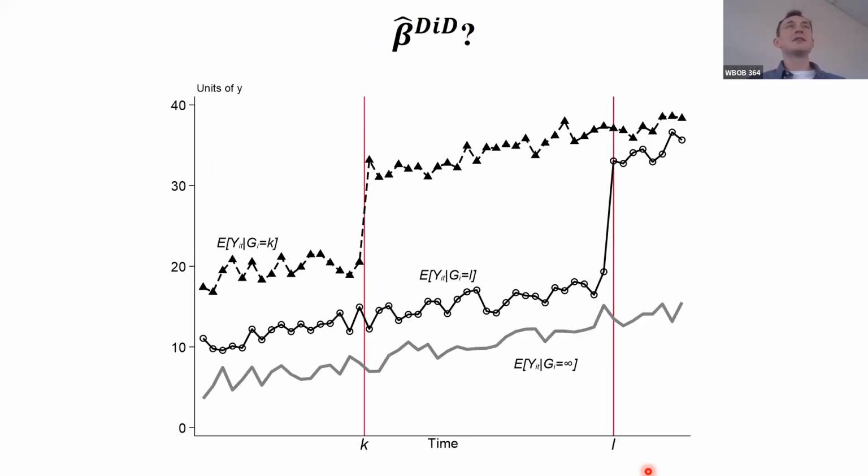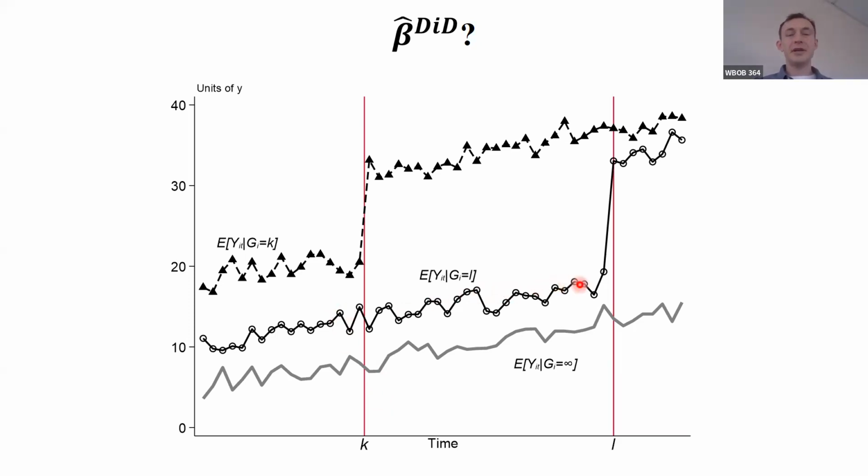Imagine that you had a very simple staggered timing. This is the situation I like to use to describe it. We're not on mean replacements anymore. It's just data I made up. There's an early group, they get treated at time k, and they're in the triangles.